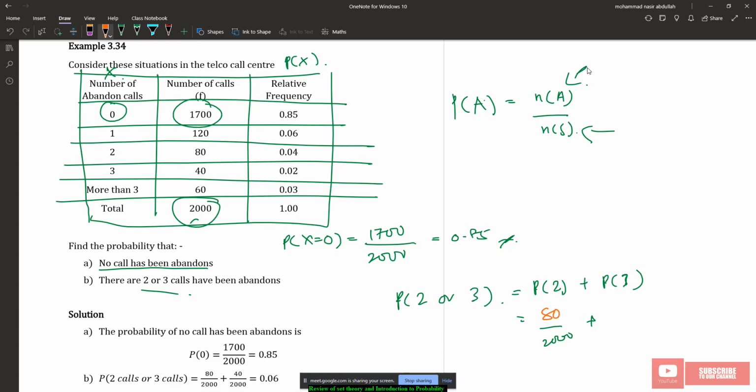80, right? Look carefully here. And 3 is 40 over 2000. So this one should be 0.06. Okay? Simple, right? Simple.